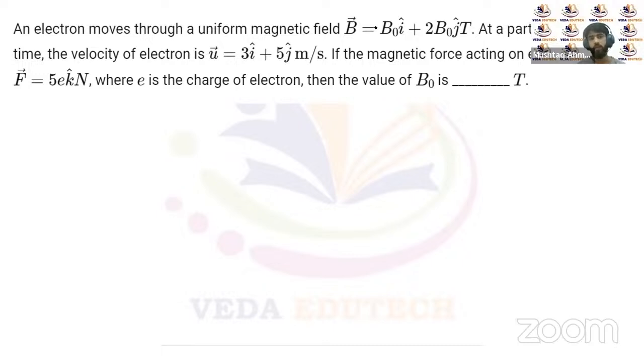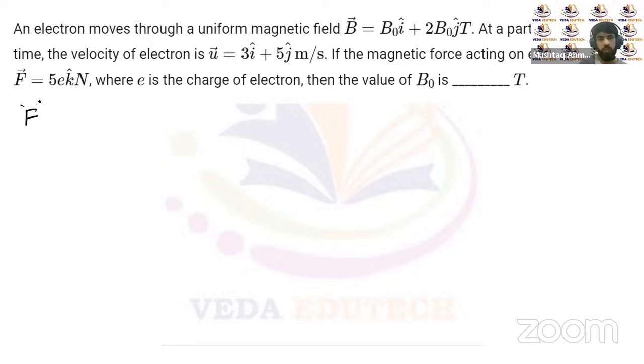An electron moves through a uniform magnetic field, given as B naught i cap plus 2 B naught j cap Tesla. At a particular instant of time, the velocity of electron was 3 i cap plus 5 j cap meter per second. If the magnetic force acting on electron is 5 e k cap newtons, where e is the charge of electron, the value of B naught in terms of Tesla is to be calculated.